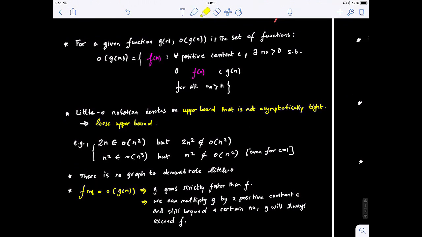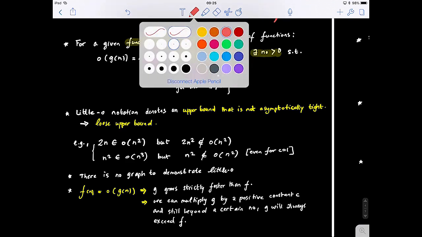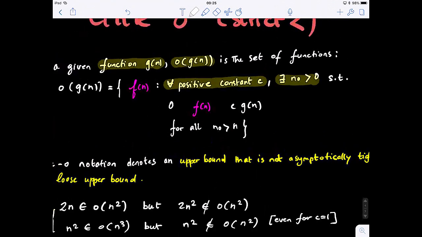So for a given function g of n, we have little o of g of n, which is the set of functions such that for every positive constant c, there exists an n0, a positive number or size of data, such that f of n is greater or equal to 0, but strictly smaller than c of g of n, okay?